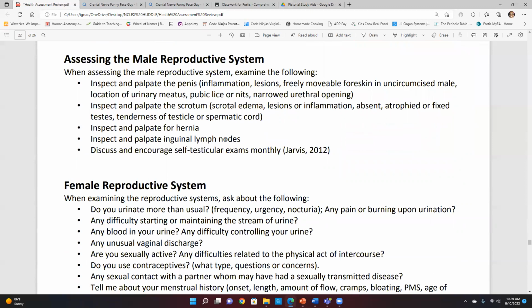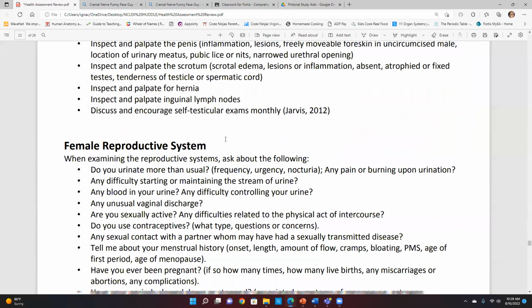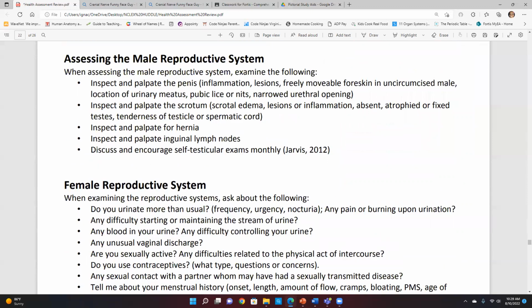Okay. All right, we're also going to be looking out for hernias, looking at their lymph nodes, their inguinal lymph nodes, and there are different types of hernias. Look in your textbook and see the different kinds of hernias, okay? Because that's something that we will have to check for and assess, especially in our male patient.